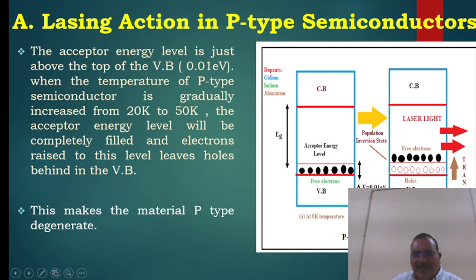The energy gap is 0.01 electron volt, and that is at 0 Kelvin temperature. The scenario is this: there are the free electrons here. This is the band gap, this is the actual band gap, and this is the conduction band.